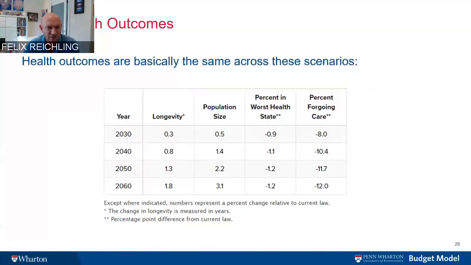And the percent of the population foregoing care would decrease dramatically, basically going down to zero under these options. Or at least close to zero. There's still some out-of-pocket expenditures that people would have to pay for.